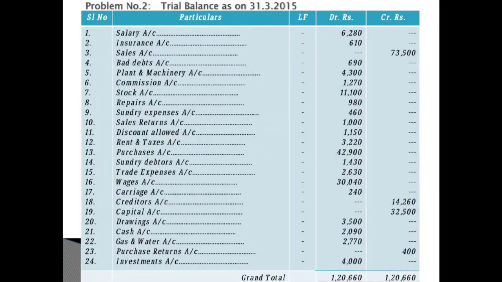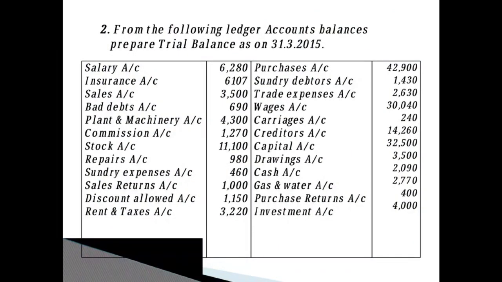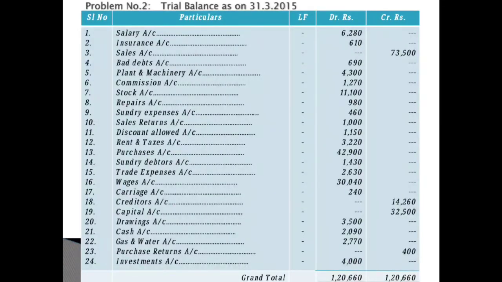Okay, then next you have cash account, 2,090 rupees. So what is cash account? It is an asset, right? Asset shows debit balance for us, so you have to record it in a debit column. The 21st we have recorded, cash account, debit column, which shows 2,090 rupees.